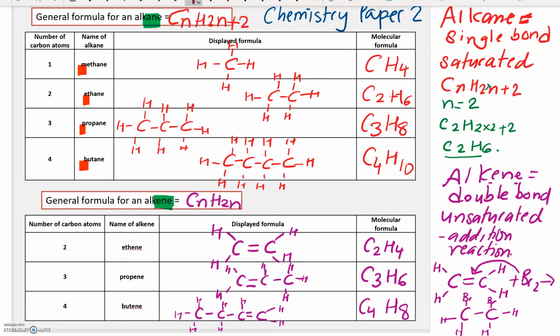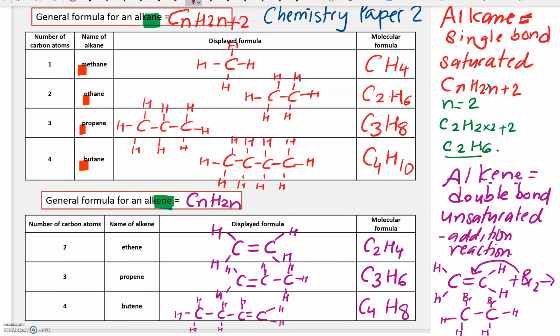So you started off with an ethene molecule, you added bromine water, and now it's become dibromoethane. Di means two, bromo means bromine, and ethane because it's a single structure, not a double anymore.